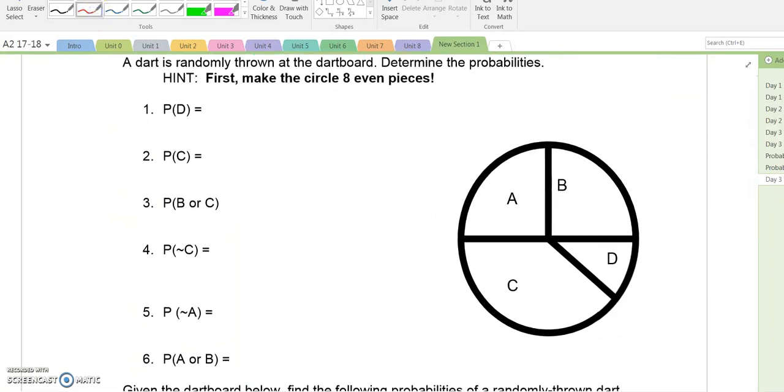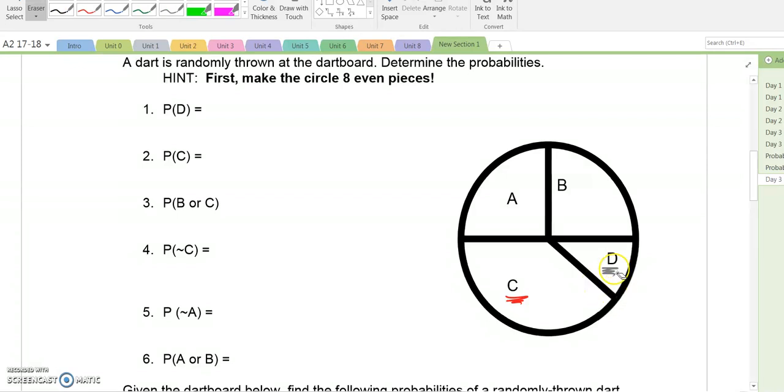All right, in number 1, it says a dart is randomly thrown at the dartboard. Determine the probabilities. And the hint is to first make the circle 8 even pieces. Before we talk about that hint, just take a look at that circle. Does it look like there's the same probability to hit C as there is to hit D? Hopefully you're thinking no, because D has an area that's much smaller than the area of C.